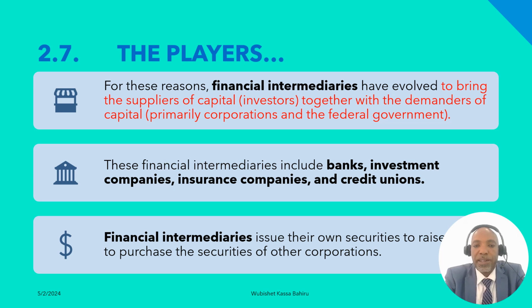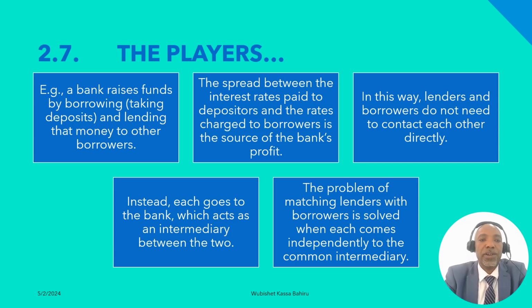Financial intermediaries issue their own securities to purchase the securities of other corporations. For example, a bank raises funds by borrowing or taking deposits and lending those deposits to other borrowers. The spread between the interest rates paid to the depositors and the rates charged to the borrowers is the source of the bank's profit. So the lending rates and the saving rates are different. The difference between the lending and the saving rates is considered to be the profit for the bankers.